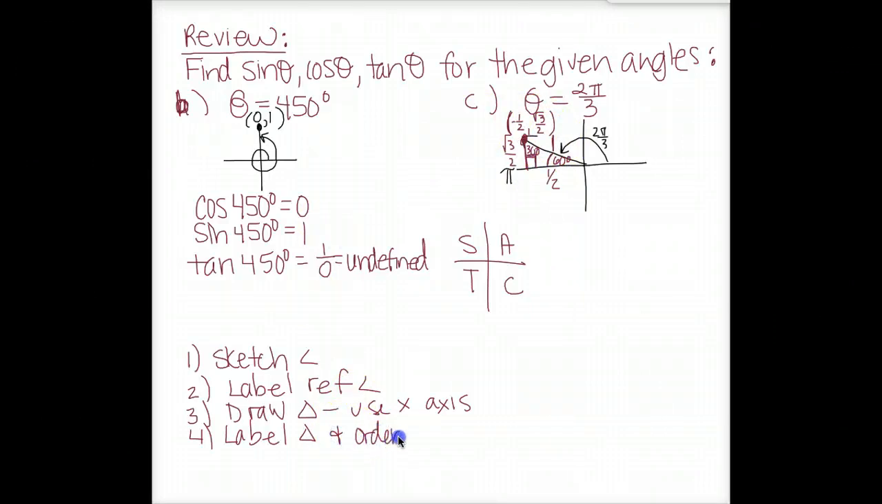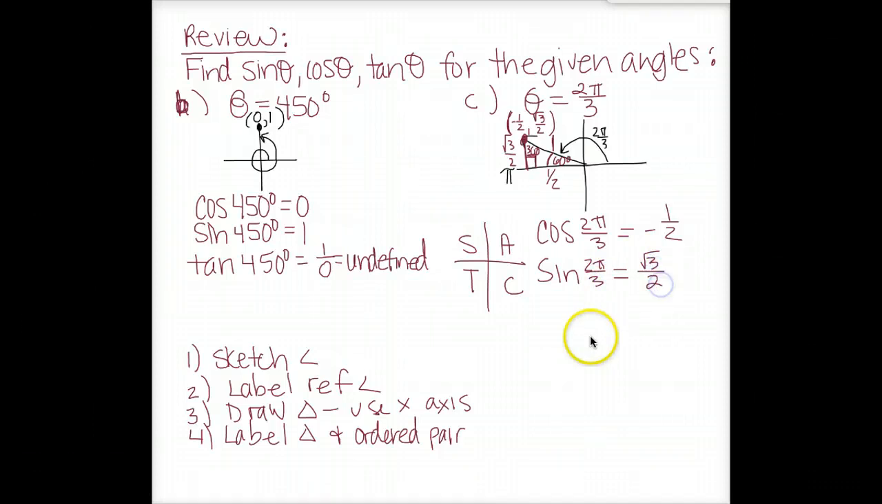which means we have labeled the triangle and the ordered pair. Then we should be able to get all of our values. So the cosine of 2 pi over 3 is going to be negative 1/2. The sine of 2 pi over 3 is going to be positive radical 3/2.